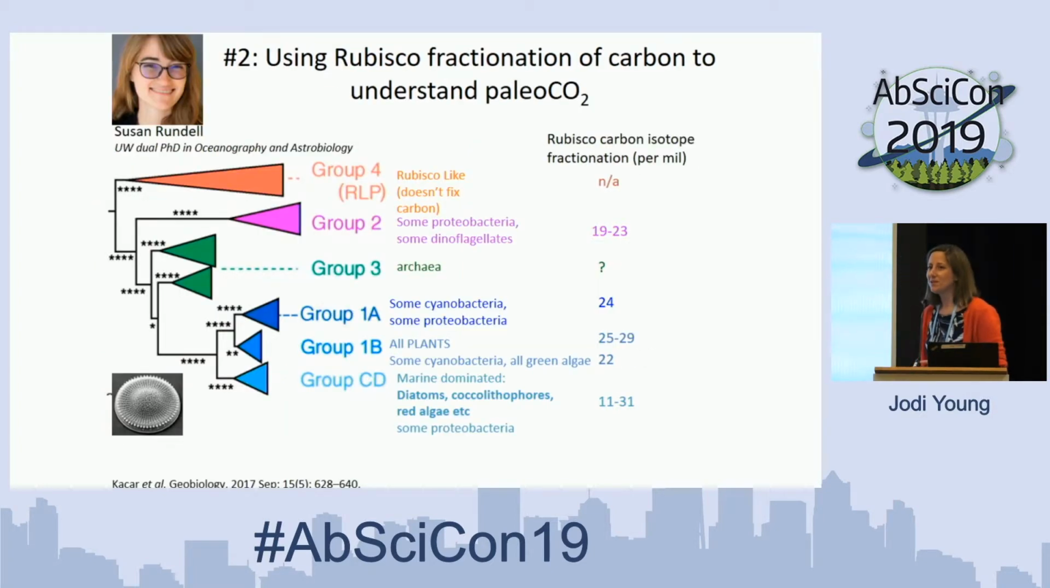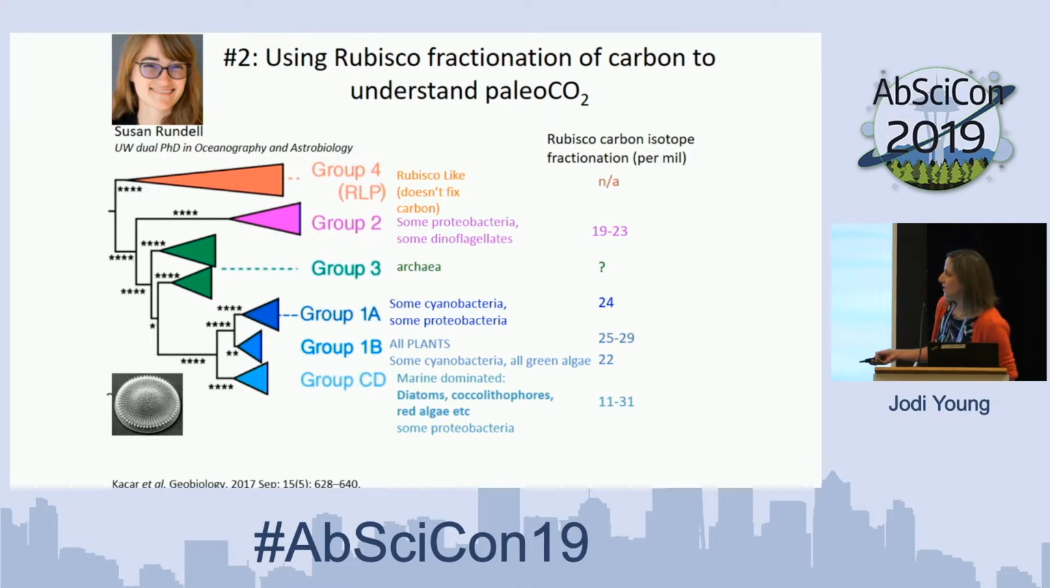So another project I want to talk about is looking at Rubisco fractionation. So we just had a great talk on delta C13 and Rubisco fractionation. And yeah, so a lot of the assumptions are that Rubisco fractionates at 25 to 29 per mil. Once again, this is based largely on literature on plants at 25 degrees Celsius.